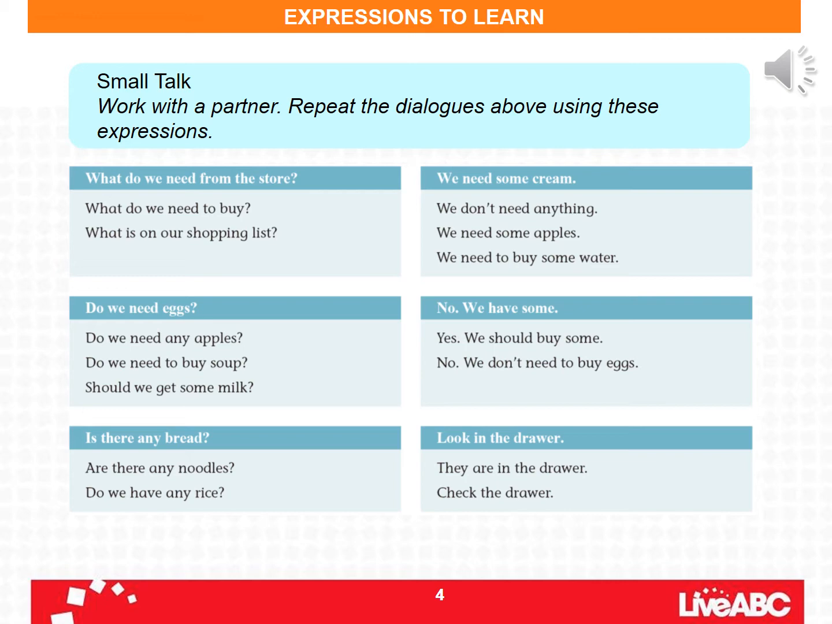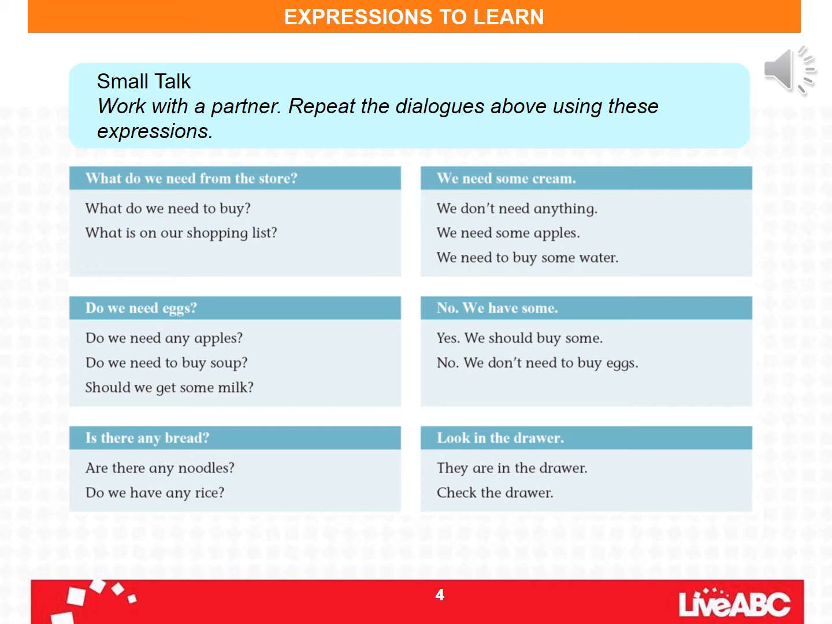Is there any bread? This is the case of using there is, but in a question, and you have to say, is there any bread? Are there, for plural, any noodles? Do we have any rice? So, is there any bread? Look in the drawer. Look in the drawer, like looking at what there is in the kitchen, okay? So, there are in the drawer. You answer like this, there are in the drawer. Why do they have to answer there are? Because we are using, are there any noodles? So we are using the plural form. So we have to check whether the question is singular or plural. And do we have any rice? And you can answer, check the drawer.